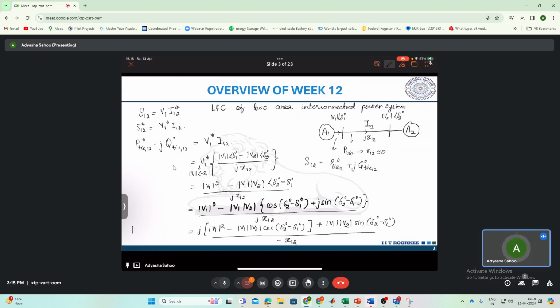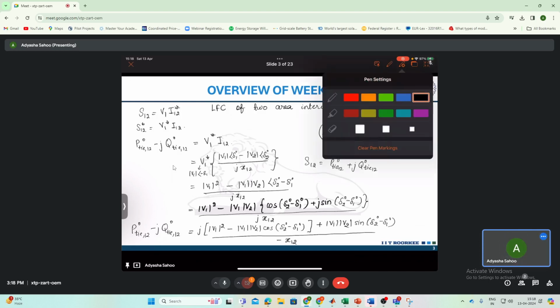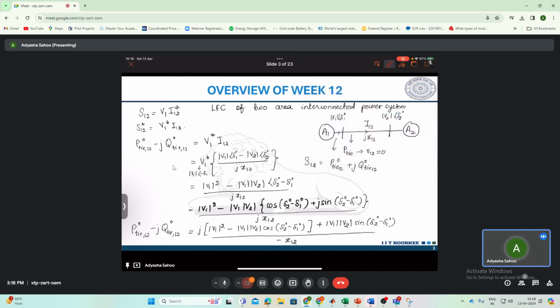On the left hand side we had P tie 12 naught minus jQ tie 12 naught. If you compare the real parts and the imaginary parts, from here you can get P tie 12 naught, which will be the real part of the right hand side equation. That will give us minus, taking into account the sign, because the sine of minus delta is minus sine delta, right?